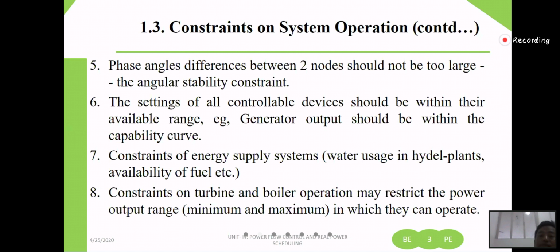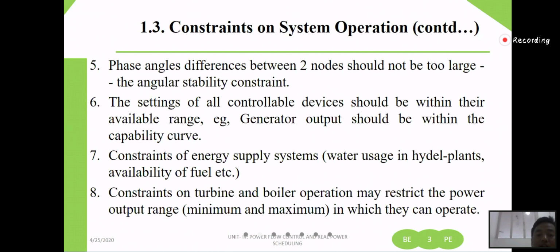The example I have given is that generator output should be within the capability curve, which we have drawn in unit 1. Then we also have to see the constraints of the energy supply system, for example water usage in a hydro plant. If there is no inflow at all, how can you increase or change the control variable? We have to see that. Another constraint is that turbine and boiler operation may restrict the power output range. Even the turbine, or for a steam plant the boiler operation, has its own constraints. We have to see all this when you change the control variable.